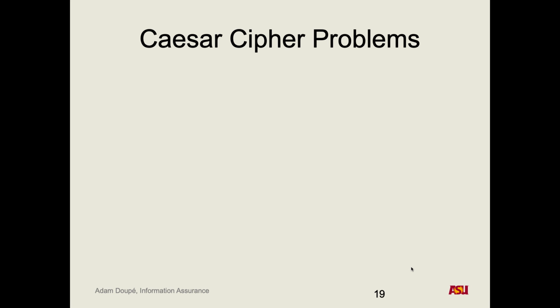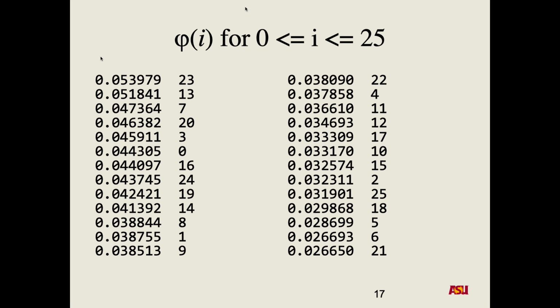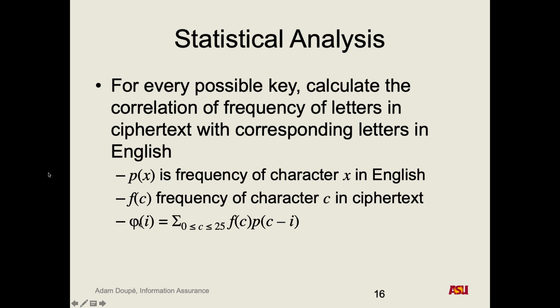Wait, how did that function you're using get you those values like 23 and 13? So these are the I's. We're calculating this metric for each I, which means each shift, so we're doing from 0 to 25. Then we calculate and sum up over all the characters 0 to 25 the frequency of that character in the ciphertext times the frequency of the shifted character in the other text. I believe it's calculating the mean squared error, or an error metric of how close your distribution matches that distribution.